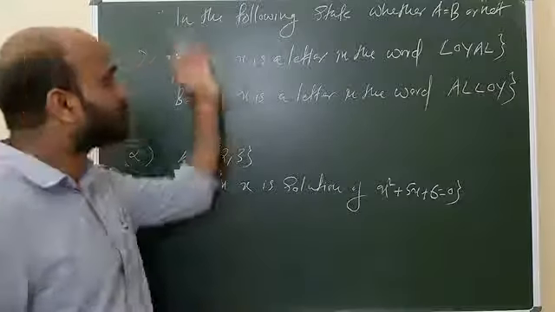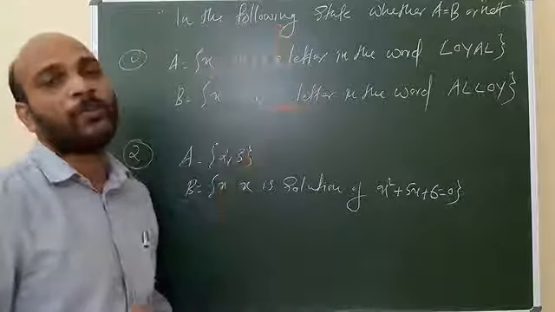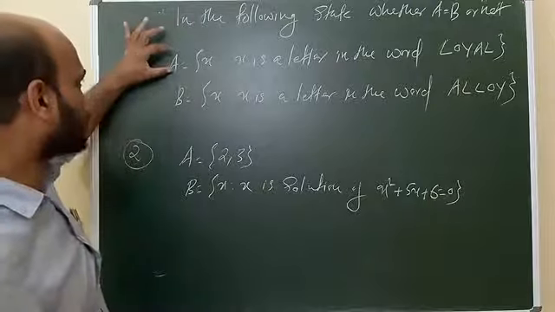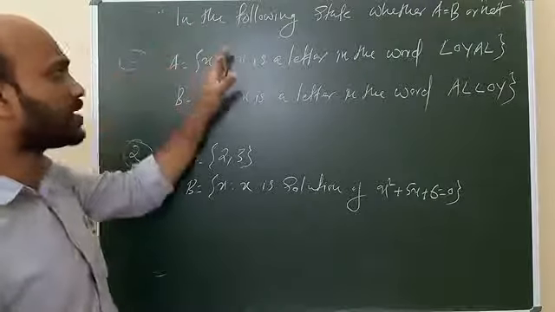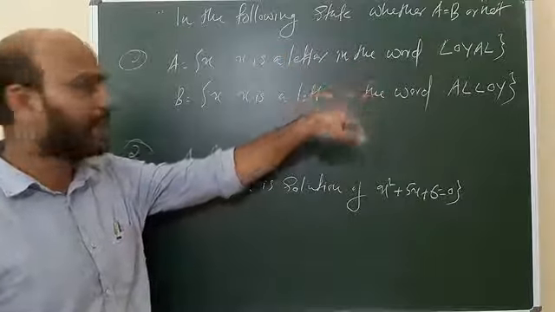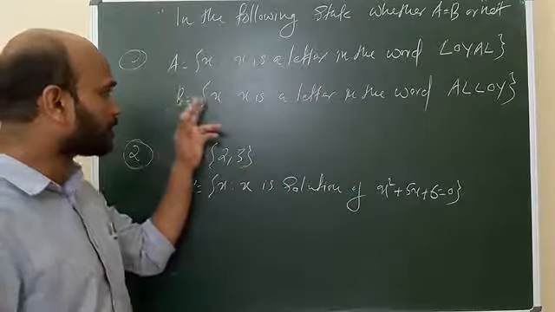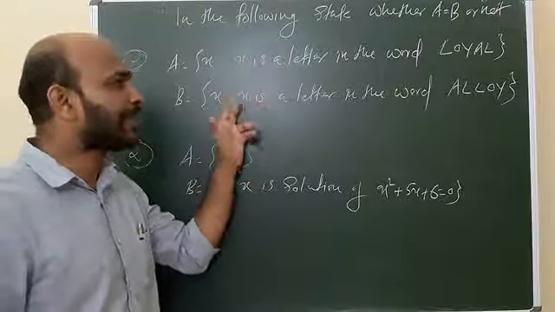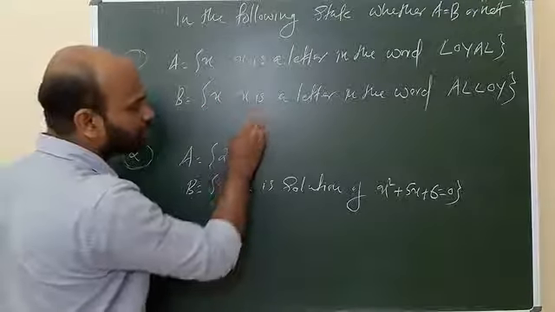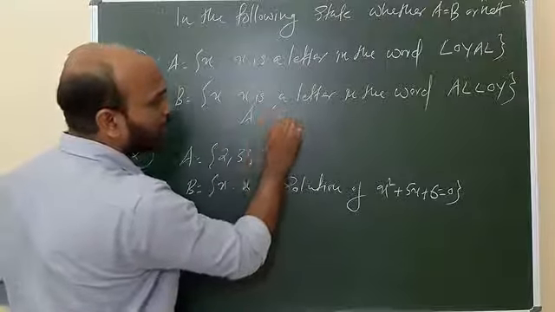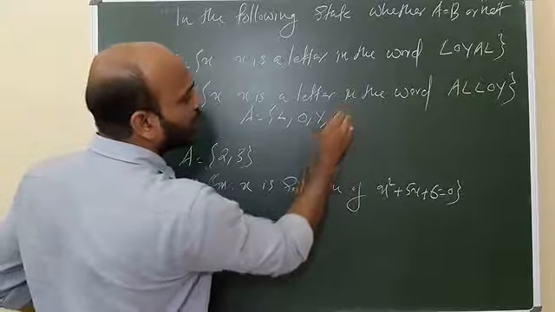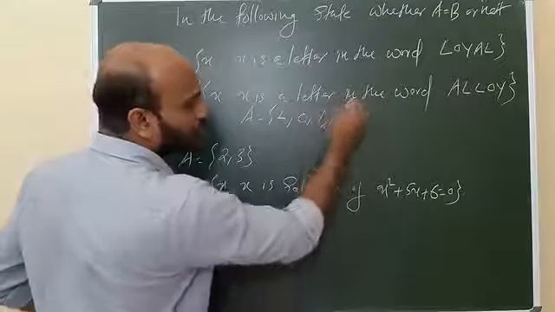Another question. In the following, state whether A equals B or not. The first one is A equals the set of all x where x is a letter in the word loyal, and the second one is B, the set of all x such that x is a letter in the word alloy. So first we can write A in roster form. A is L, O, Y, A. We cannot write L two times.